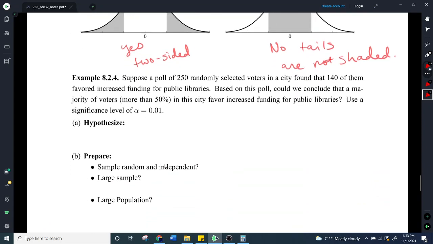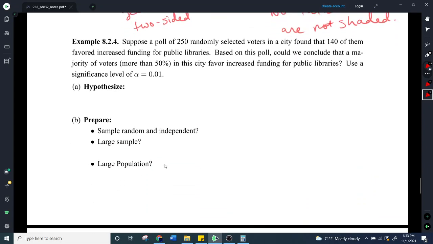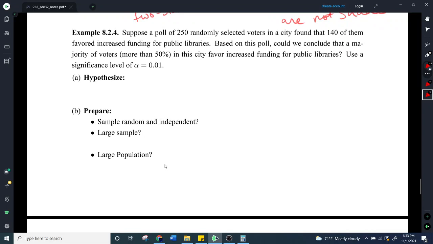Let's try another example. It says, suppose a poll of 250 randomly selected voters in a city found that 140 of them favored increased funding for public libraries. Based on this poll, could we conclude that a majority of voters, meaning more than 50%, favor increased funding for public libraries? This time they're telling us to use a significance level of 0.01.